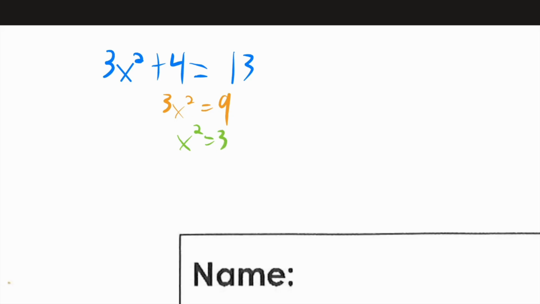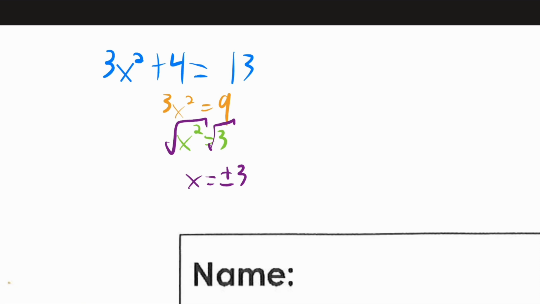Now I need to undo the square by doing the opposite of squaring. Now we learned the opposite of squaring is to square root something. So we'll square root something on both sides. This gives us x, and on the other side we learned that when you take a square root of both sides, you get the positive and negative number. And so you get positive and negative 3.